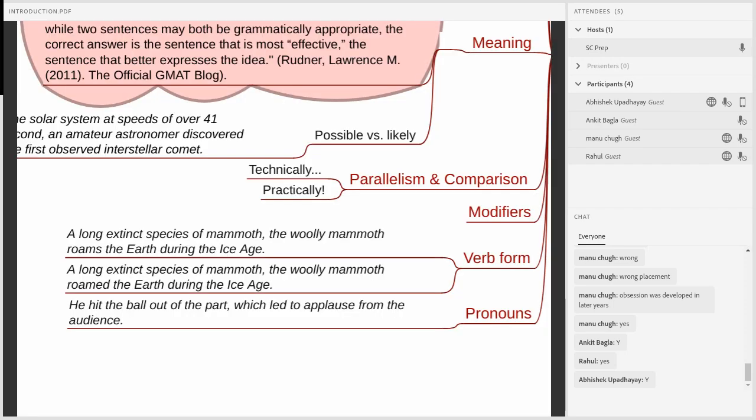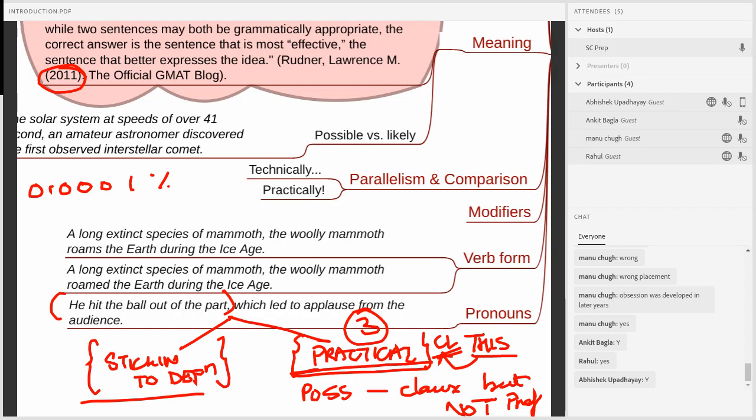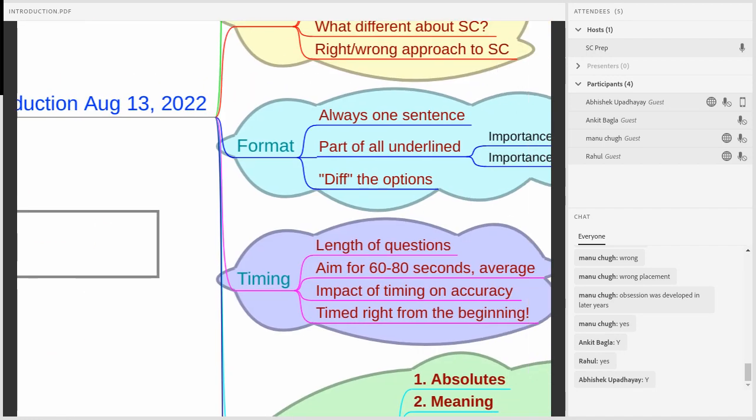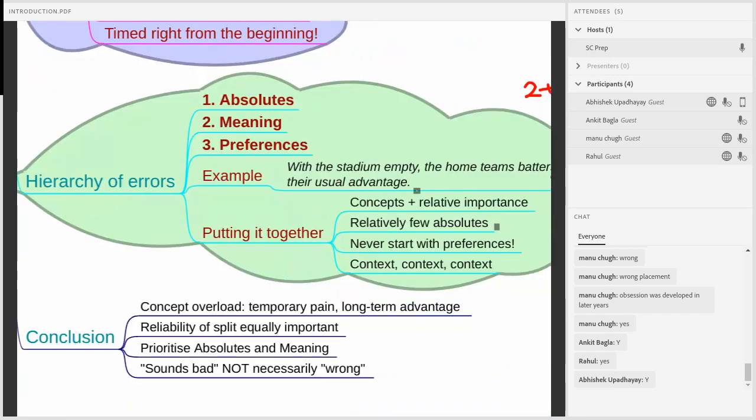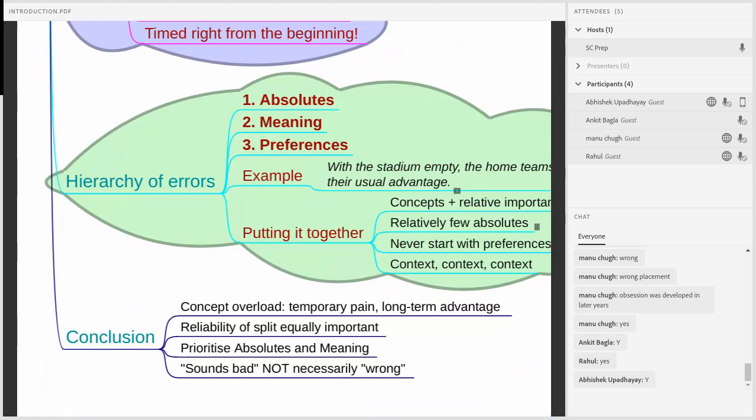Now let's conclude. So what we've looked at today is different concepts, different names given to different things within sentence correction. And our approach is, let's be comfortable with them. It's going to cause us a little bit of pain in the short term, but in the long term, it's useful. Why is it useful?